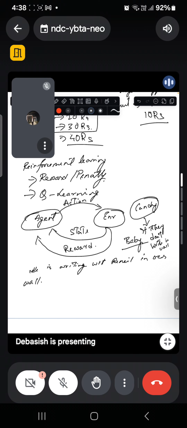So he knows that. On the first day, if he drinks the milk, we'll give him the candy. The baby has a basic brain, a small brain, but they will understand that if he is not drinking the milk, he will not get the candy, so he will not get the reward. That is basically an example of reinforcement learning. So basically we are learning from the environment.